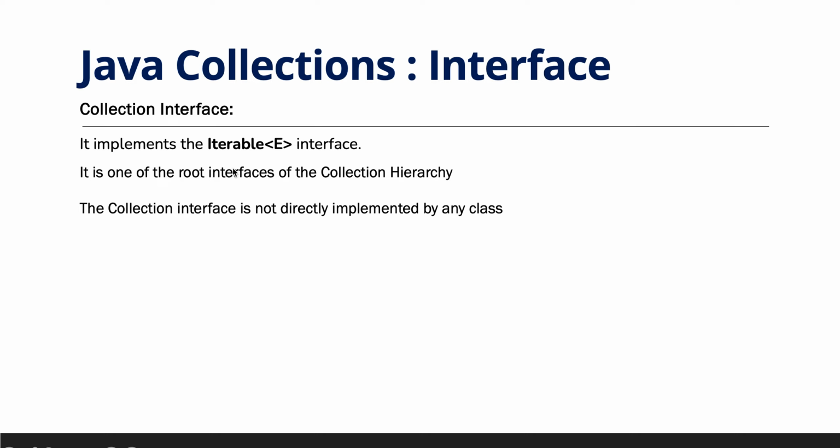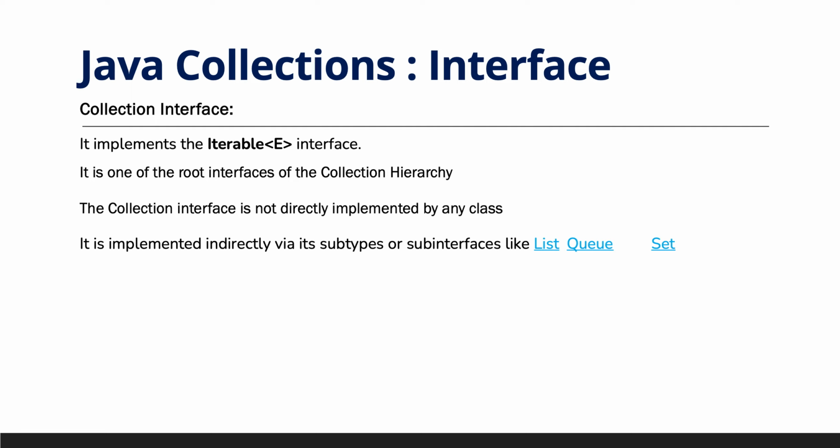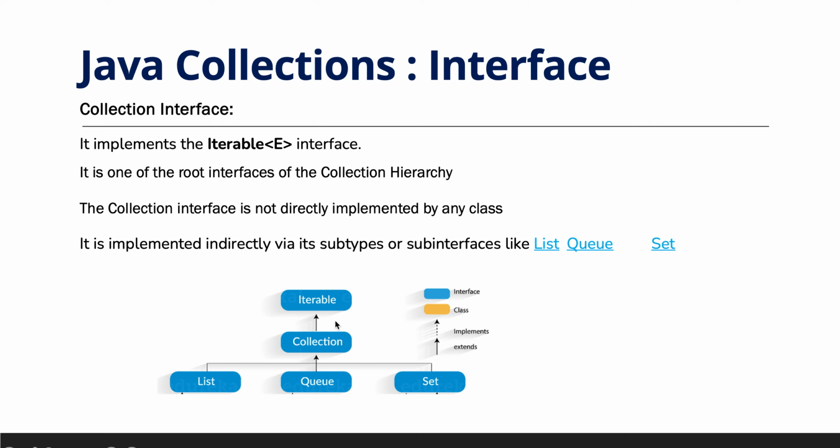Why? Because we have seen the Collection interface is further categorized into three parts: list, queue and set. Here the Iterable interface provides some built-in methods, and then the Iterable interface is extended by the Collection interface, which again provides a bunch of methods. We will see all of these methods. Since the Collection interface is not directly implemented by any class, it is implemented indirectly by subtypes or sub-interfaces like List, Set and Queue.